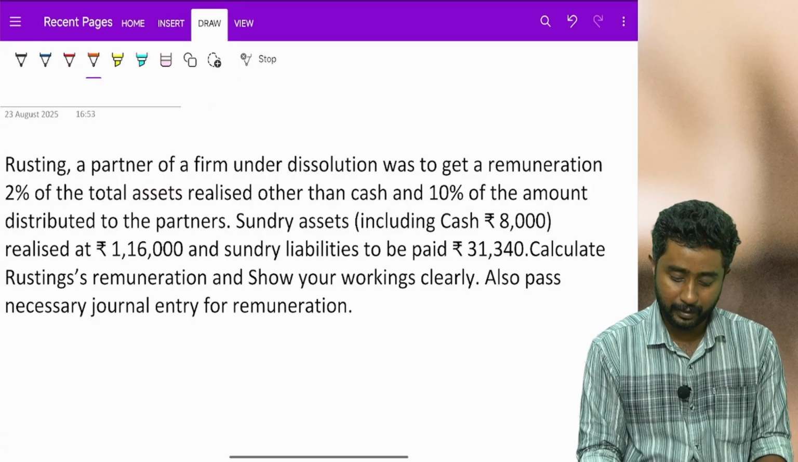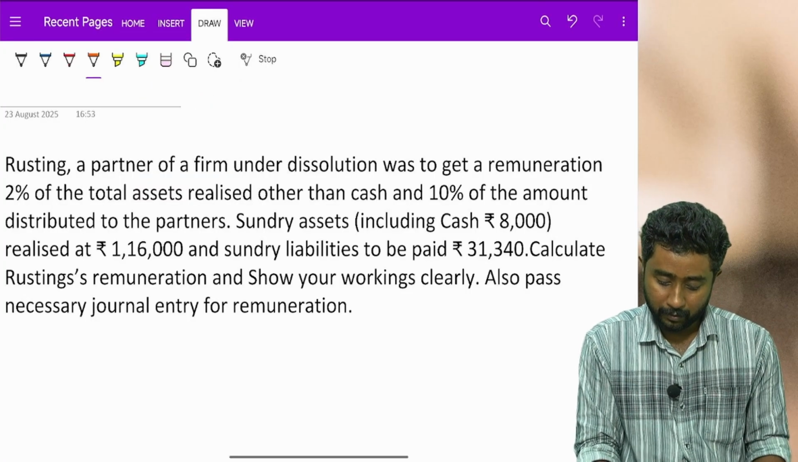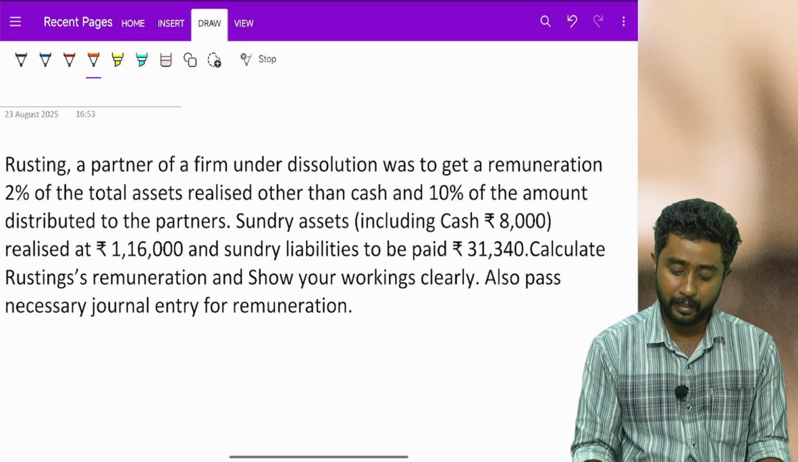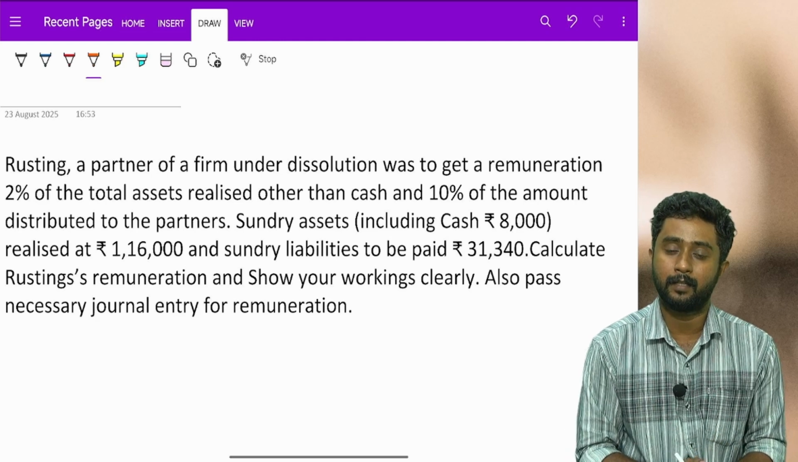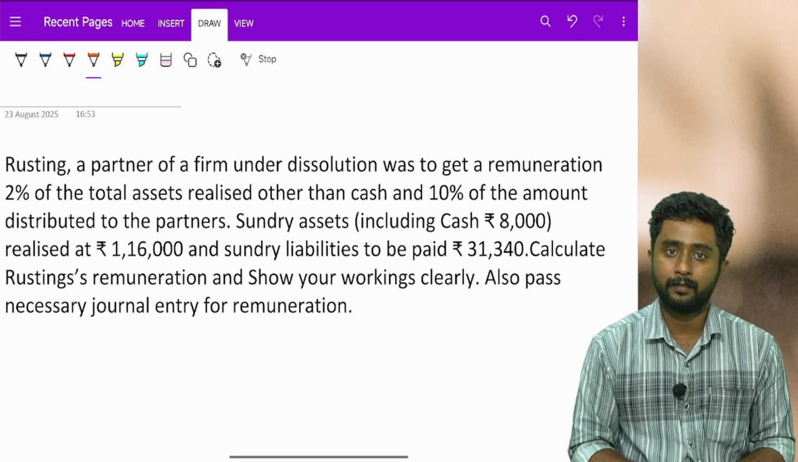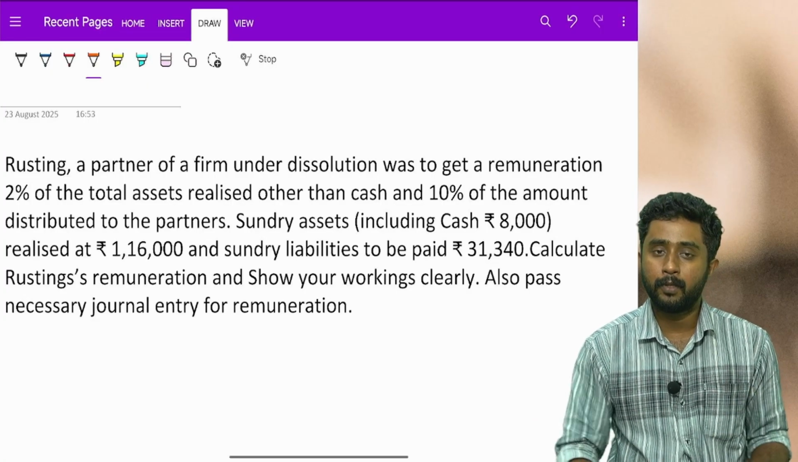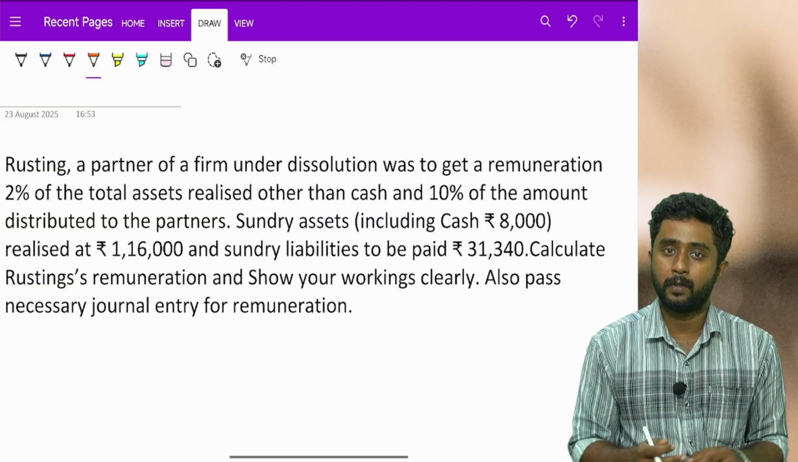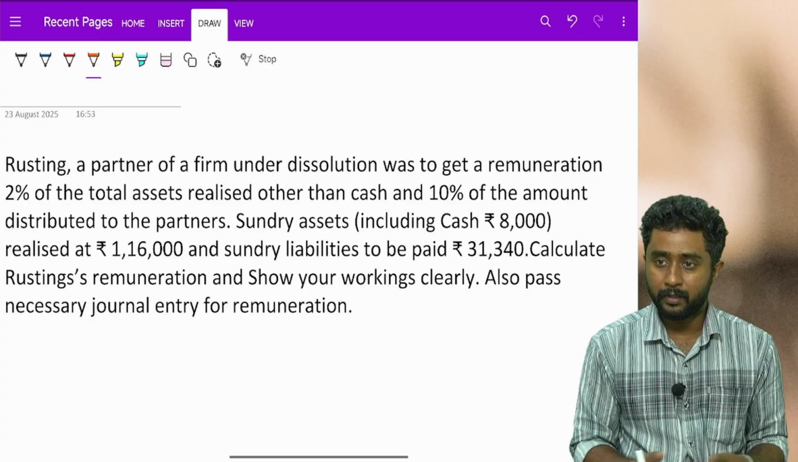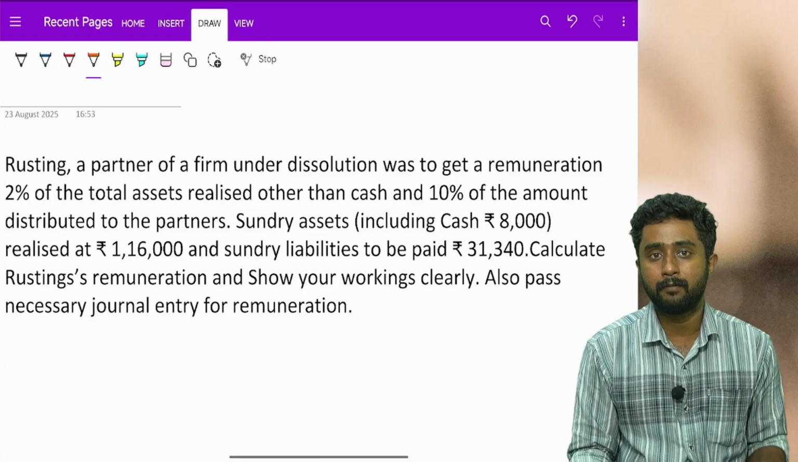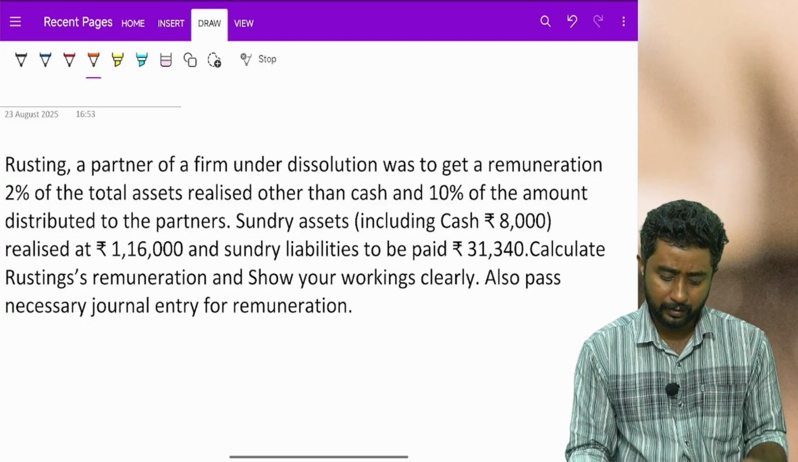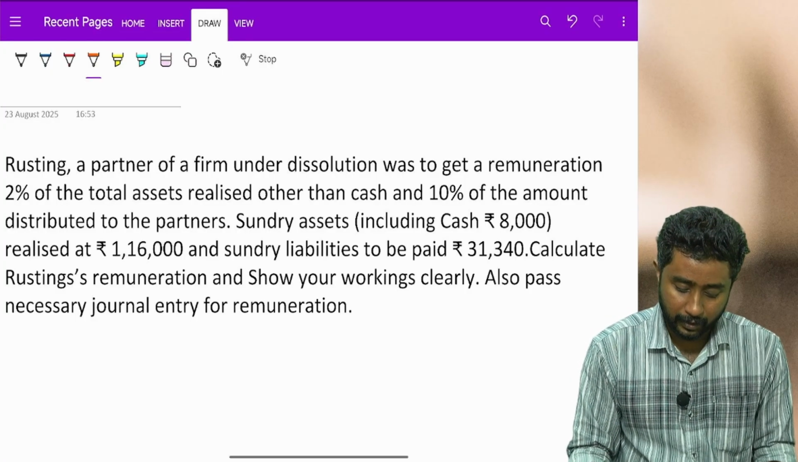So some data is available in the question, where Resting is a partner of the firm, and he was supposed to get a remuneration of 2% of total assets realized other than cash. When we talk about remuneration of the partner for handling this dissolution process, the remuneration is normally calculated as a percentage of the total assets that we are selling, and out of the total asset price which they collect, one part will be given to the partner who took care of all this process. That is why it is mentioned like this: 2% of the total assets realized other than cash.